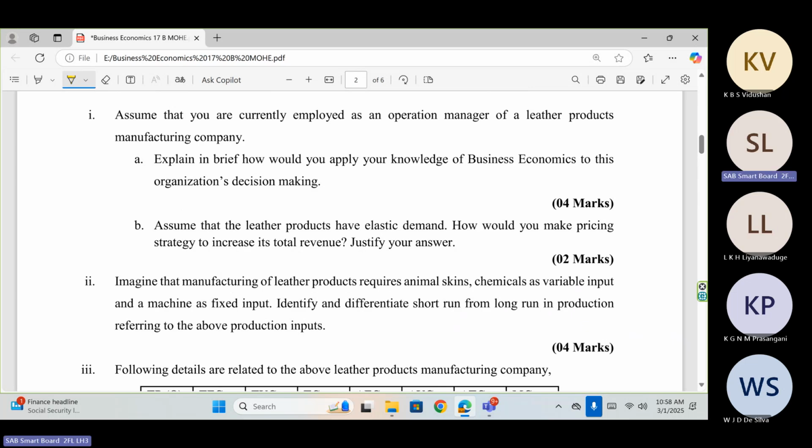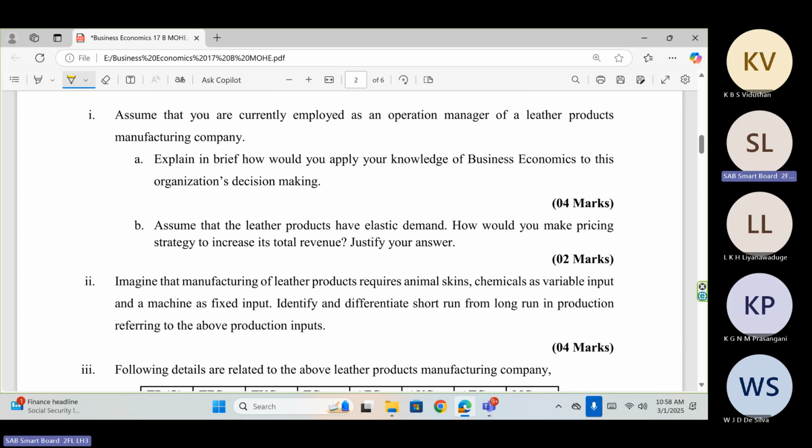Imagine that manufacturing of leather products, a very easy question. Imagine that manufacturing of leather products requires animal skins and chemicals as variable inputs and machines as fixed input. Identify and differentiate short run from long run in production referring to the above production inputs.